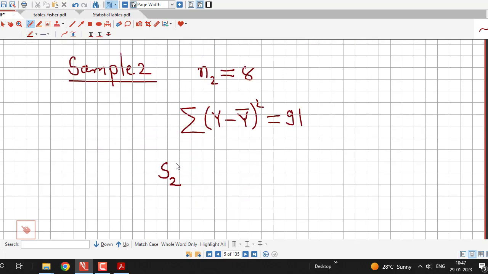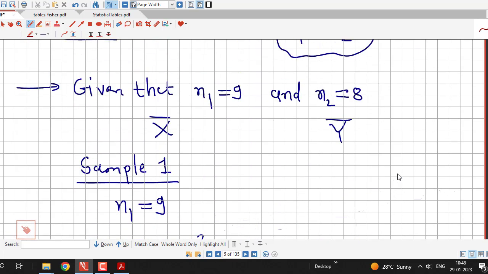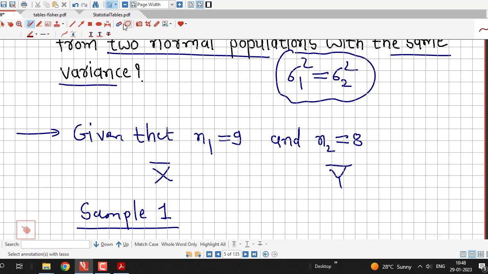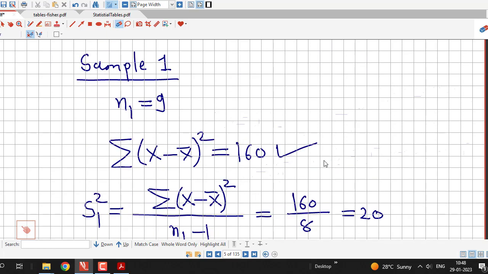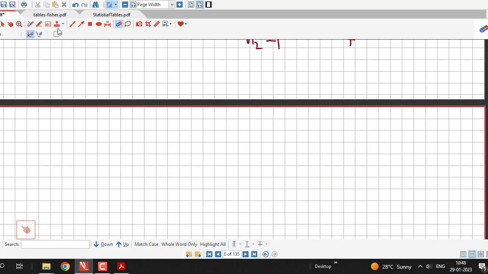So now we can calculate sample variance for the second sample, denoted by capital S2 square. Using the formula of sample variance, we have 91 divided by n2 minus 1, which is 8 minus 1, 7. So this turns out to be 13. Now we have all the required values for applying the F ratio test. We require sample sizes and sample variances to calculate the value of the test statistic.